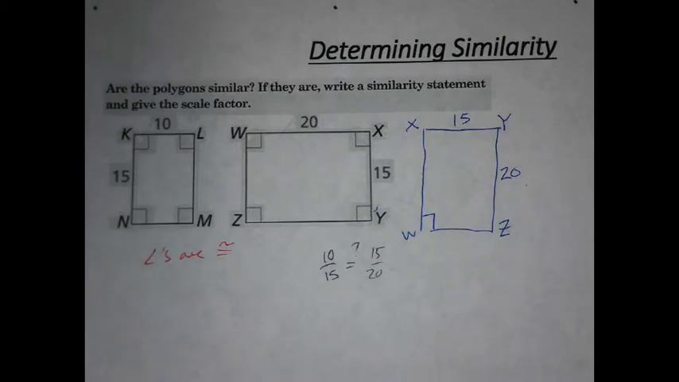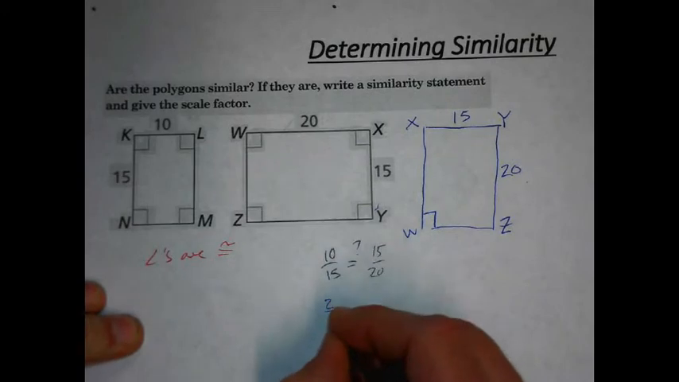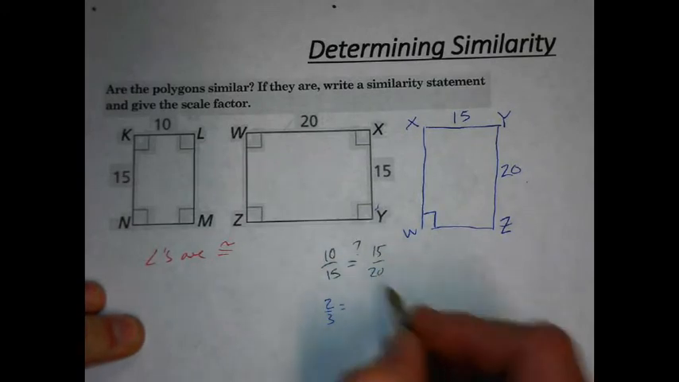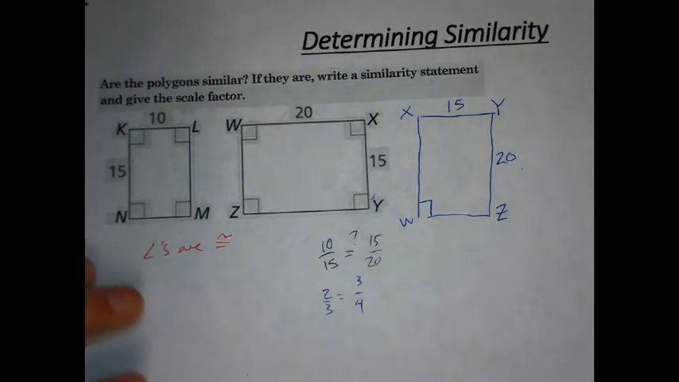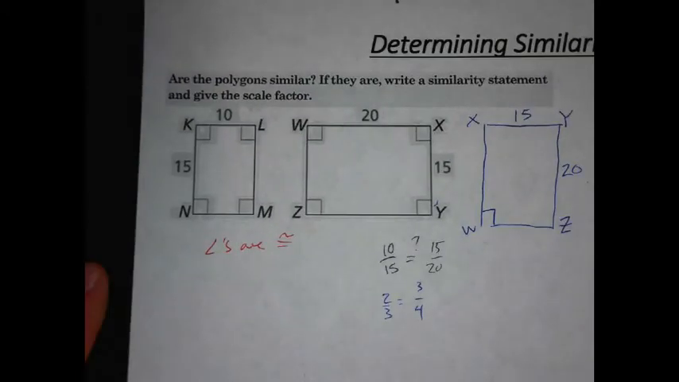Let's simplify. Okay, 10 to 15, both divisible by 5. So we have 2 to 3. And 15 to 20, both divisible by 5. We have 3 to 4. Okay, so in this case, it is not looking very proportional, right? Now, there's another way that we can tell that these may or may not be proportional. I hinted at this before.